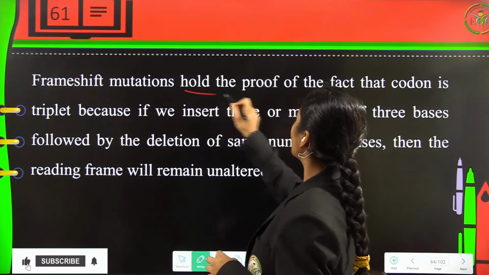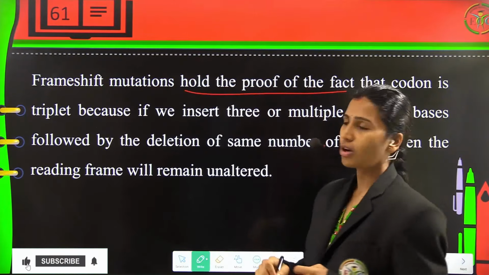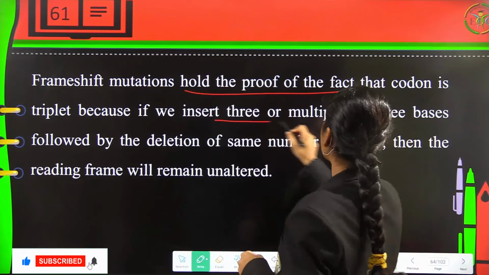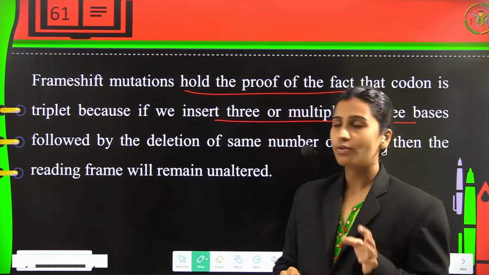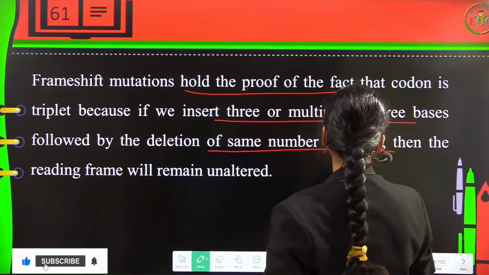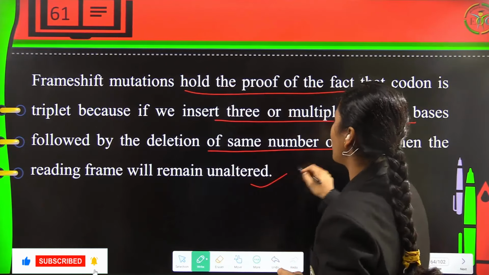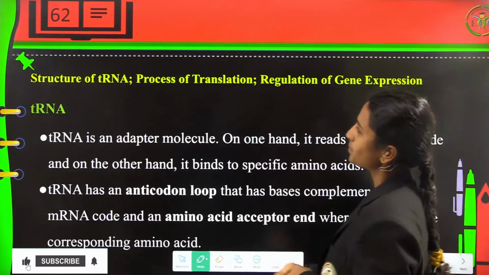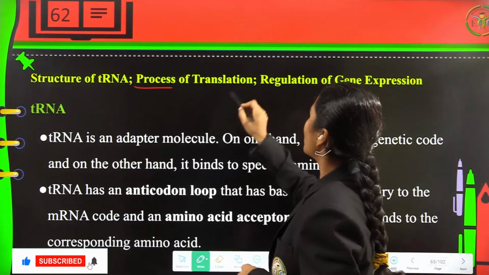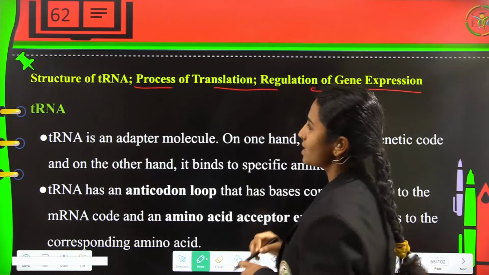Frame shift mutations hold the proof of the fact that the codon is a triplet, because if we insert 3 or a multiple of 3 bases, followed by deletion of the same number of bases, then the reading frame remains unaltered. Structure of tRNA and the process of translation, regulation and gene expression.